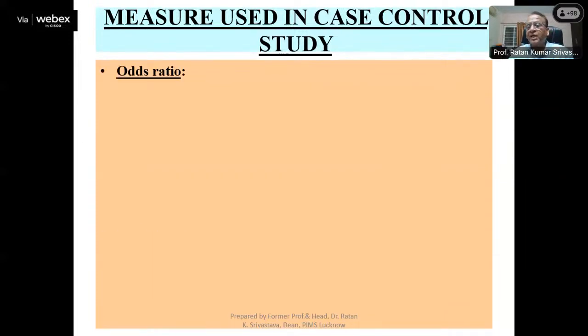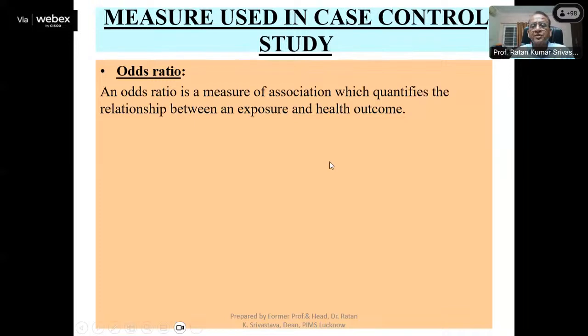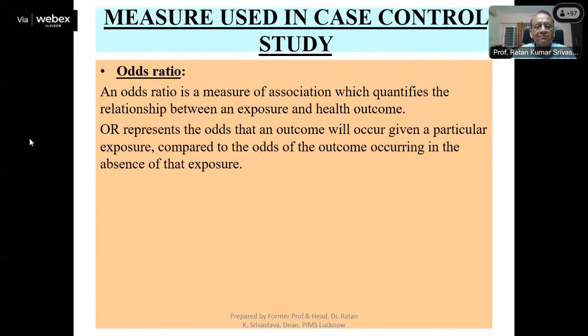Measures of case control study: we calculate the odds ratio. Odds ratio is a measure of association which quantifies the relationship. You may remember we calculated relative risk. Relative risk you cannot calculate here because you cannot directly calculate the incidence of disease. We already have cases, and we have calculated exposure. So statisticians have devised a methodology where you get an estimate of risk by calculating the odds ratio. I will explain how the odds ratio is calculated. It represents the odds that an outcome will occur given a particular exposure, compared to the odds of the outcome occurring in the absence of that exposure.